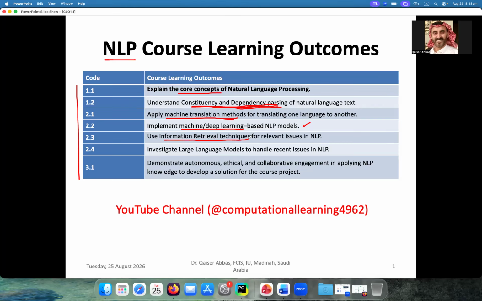And these information retrieval systems have a totally different mechanism. There are different models. Some are very basic, some are very statistical. So you will see how it will work. So in this CLO, you will go with these information retrieval techniques. And then the next CLO is about large language models.